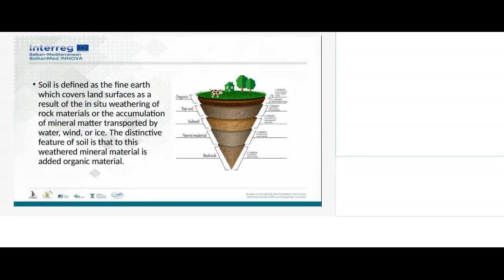Soil is defined as one of the fine earth which covers land surfaces as a result of in situ weathering of rock materials or the accumulation of mineral matter transported by water, wind, or ice. The distinctive feature of a soil is that to this weathered mineral is added organic material.